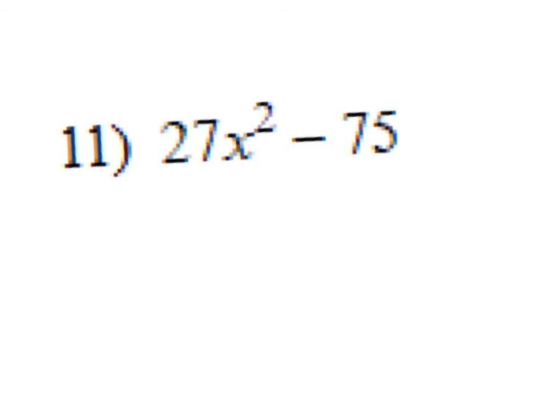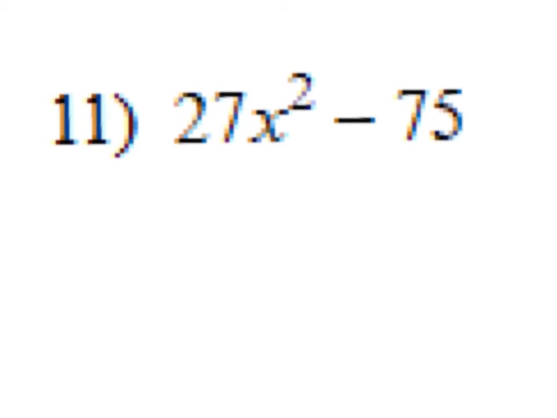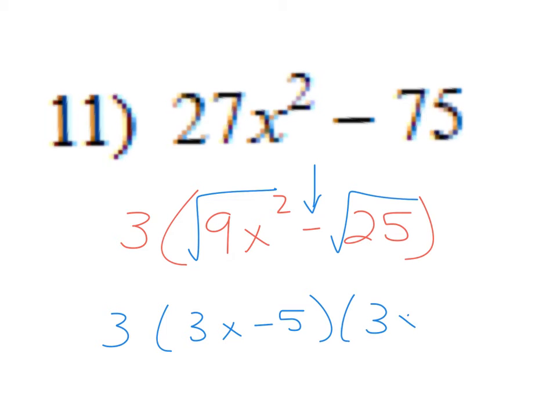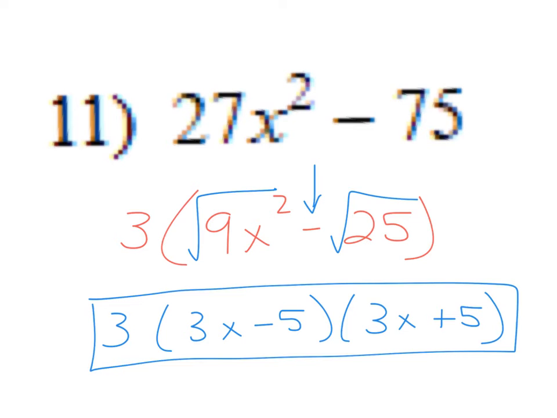All right, okay, so let's see. On this guy, I do have a GCF of a 3 that I can pull out. So I'm going to go ahead and do that, and then I get 9x squared minus 25. Now that I've pulled a GCF, now I check for difference of squares. Can I square root? Do I have subtraction? And can I square root? The answer is yes. So I'm going to get 3x minus 5 and 3x plus 5 for your difference of squares there.